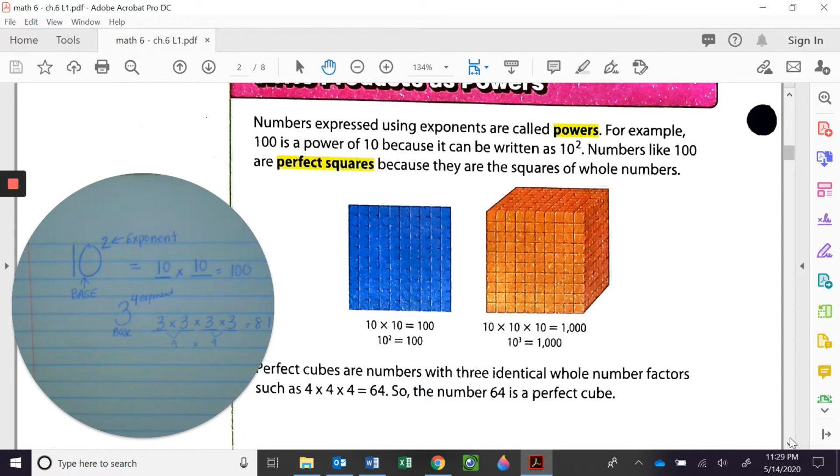Numbers expressed using exponents are called powers. So instead of exponent, we could call it a power. For example, 100 is a power of 10 because it can be written as 10 squared. Numbers like 100 are perfect squares because they are the squares of whole numbers. Because we're constantly using the same number, we call that a perfect square. Perfect cubes are numbers with identical whole number factors, such as 4 times 4 times 4, because there are 3 of them. That's why it's a perfect cube.